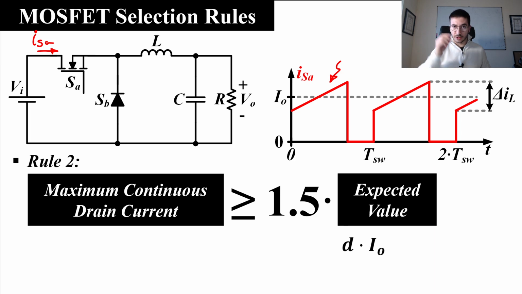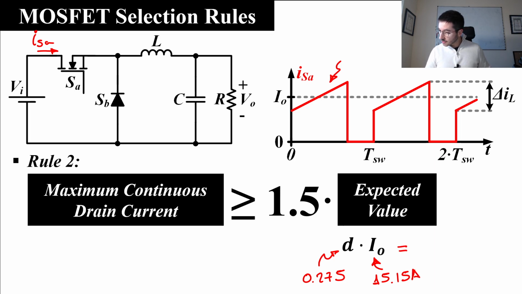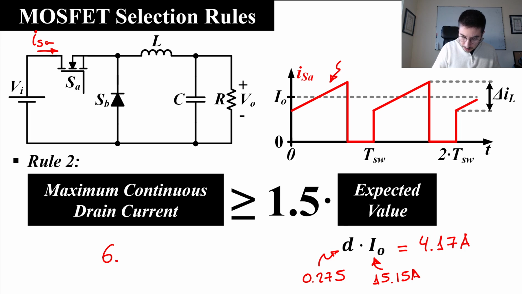It is duty cycle times output current. In our particular design, the duty cycle is 0.275 and the output current is 15.15 amps. So this is equal to 4.17 amps. Okay, so in this way we want a MOSFET whose maximum continuous drain current must be equal or higher than 6.26 amps.